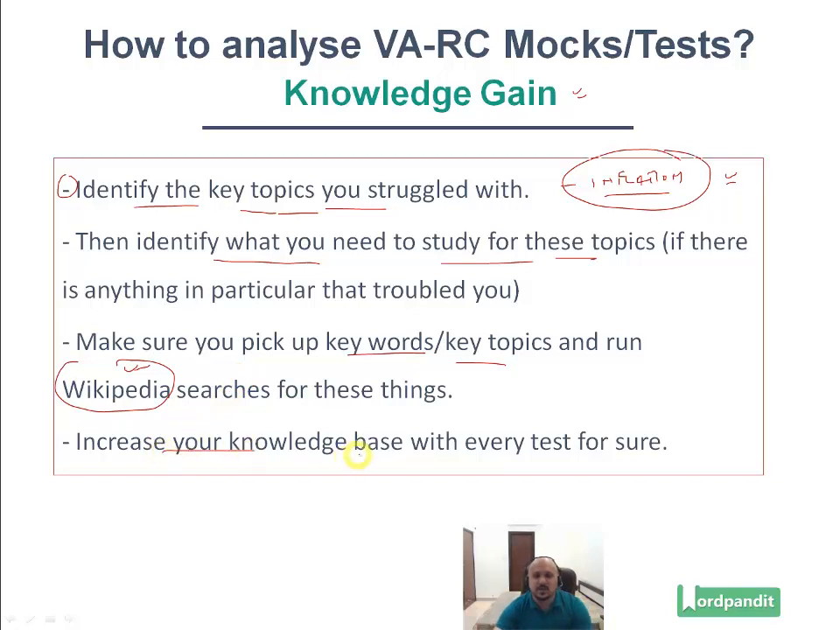Try to increase your knowledge base with every test, right? That is one simple way of improving yourself. This is the simplest possible way of improving your knowledge, and with every subsequent test, you might have scored poorly in a particular test. The test might have gone wrong for you. You might have struggled with the test. But if you can do this exercise and increase your knowledge, there is something that you can derive out of it, and that is what you should be doing, right?